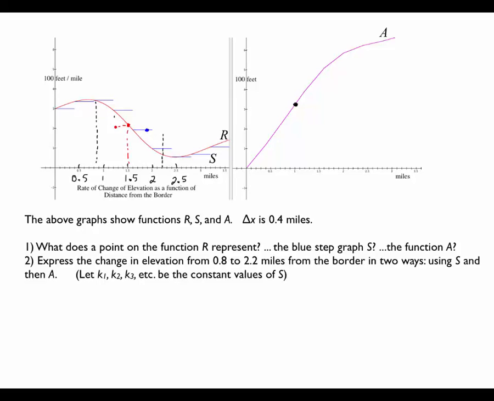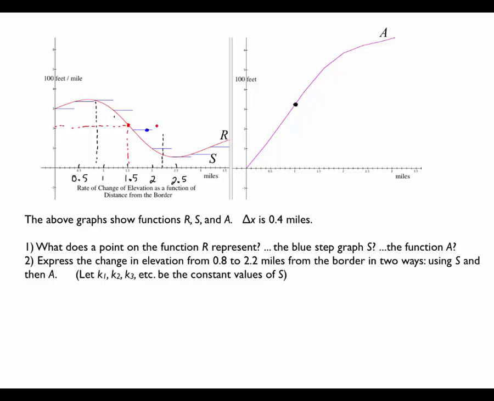It's telling us that there's some rate of change of elevation. That's what that point means. At 1.5 miles from the border, there's some rate at which the elevation is changing, and that's that value, something a little bit greater than 2. Okay?